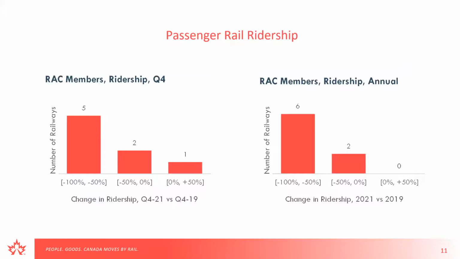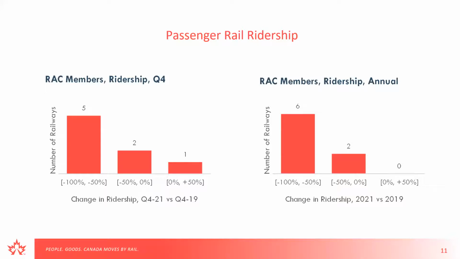So this is a mix of Intercity, commuter, and tourism rail members that report their ridership on a quarterly basis to the RAC, and they provided 2019, 2020 and 2021 data, so we can really analyze what's happening compared to pre-pandemic periods. We all know that the COVID-19 pandemic had significant impacts on ridership. Looking at quarter 4, 7 out of the 8 members that provided information reported lower ridership levels than they did in Q4 2019. And the median ridership was down 58%.